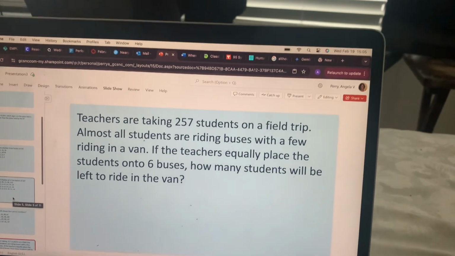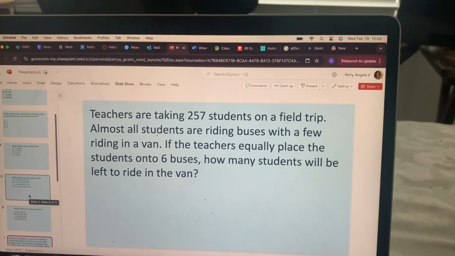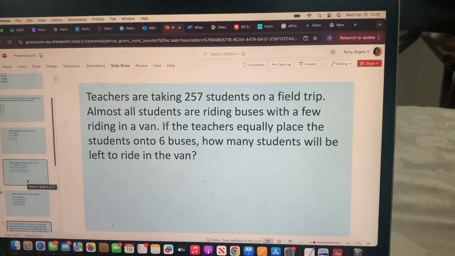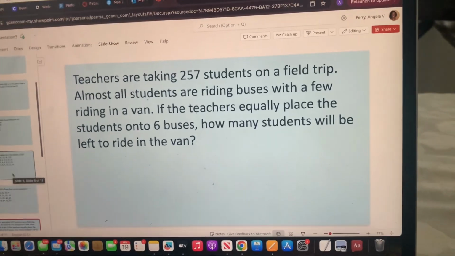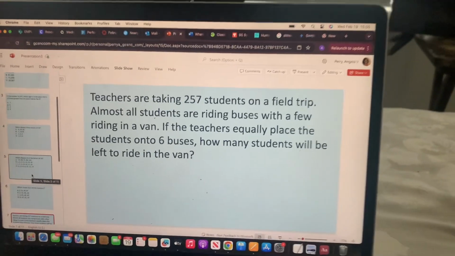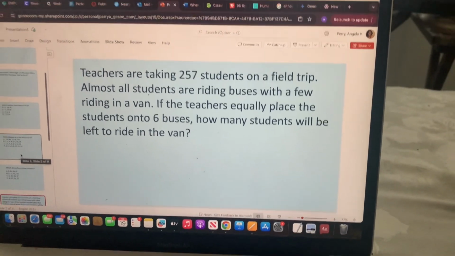That's the dividend. Okay? Equally, when you multiply, you're not doing equal amounts. You're just multiplying and getting a larger number. So this is a division problem. Okay? And plus it says how many students will be left. You don't have anything left or remaining when you multiply. Okay? So let's come and do the work.